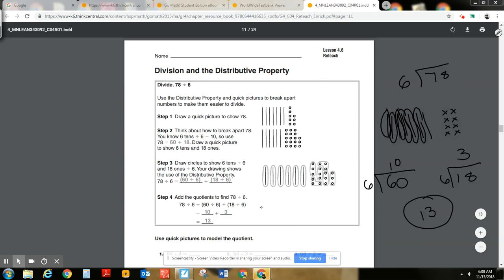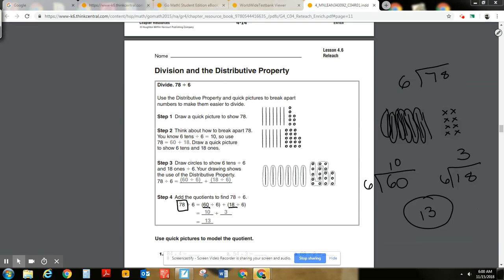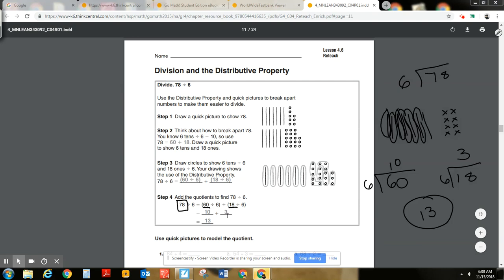All right, so I wrote it down this way, and you can see in the example how they both distributed that 60 and that 18. So they broke up that 78 as a 60 and an 18. Then they divide by 6. This should be way easier for us with our multiples here. So 60 divided by 6 is 10. 18 divided by 6 is 3. We put those together, and we get the answer of 13.